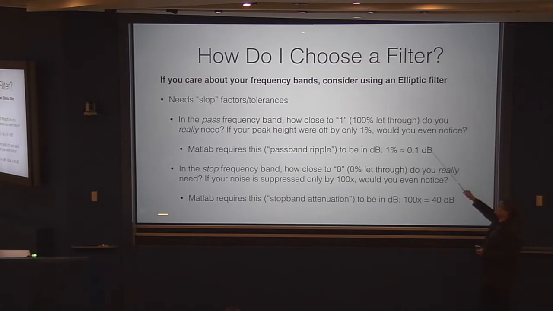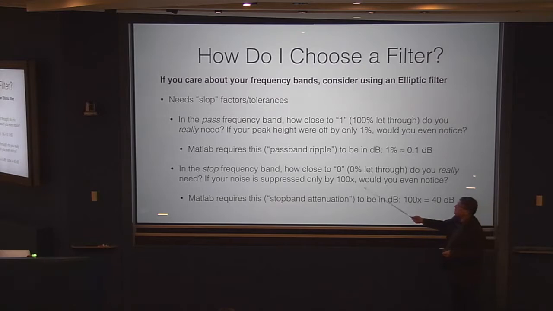For instance, it probably doesn't have to be 100%. Maybe if you're 1% off, that's fine. You would never be able to tell that in your data. So put that number in, say 1% error is fine because I know my sources of error are greater than 1%. If you're using MATLAB, it happens to require this in dB. 1% is about 0.1 dB in this case.